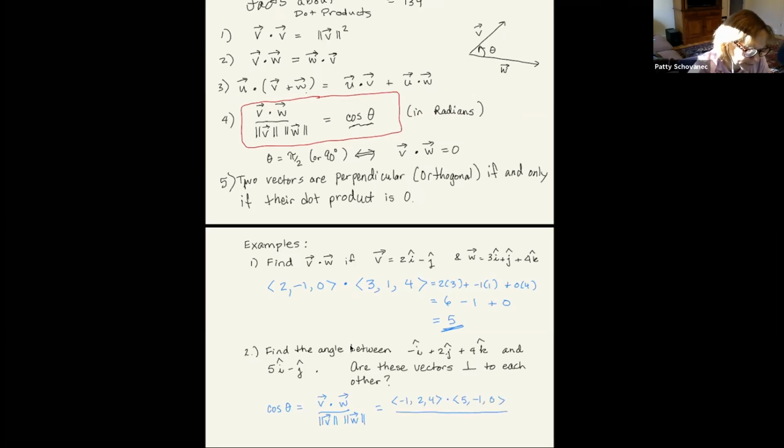And now let's put their lengths down here. To get the magnitude, I take each of the components, square them, add them together, and then put them under the square root sign. So negative 1 squared plus 2 squared plus 4 squared under a square root sign. And then down here, 5 squared plus negative 1 squared plus 0 squared.